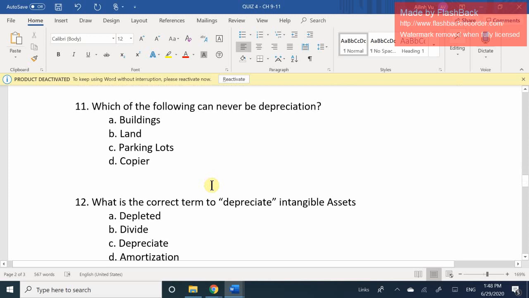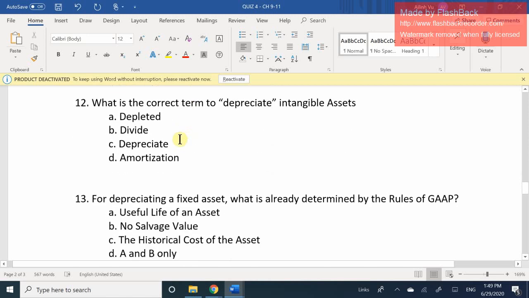All right. Which of the following can never be depreciated? A, building. B, land. Yes, land can never be depreciated. Parking lots are part of property. Copier is an equipment. Building is plant. All right. Number 12.